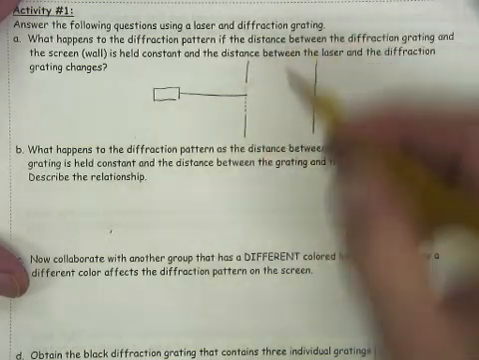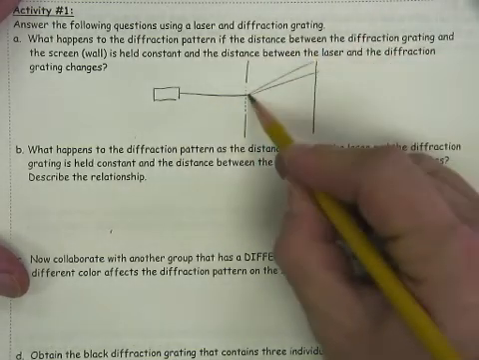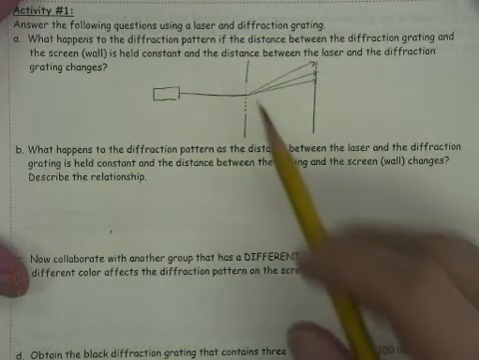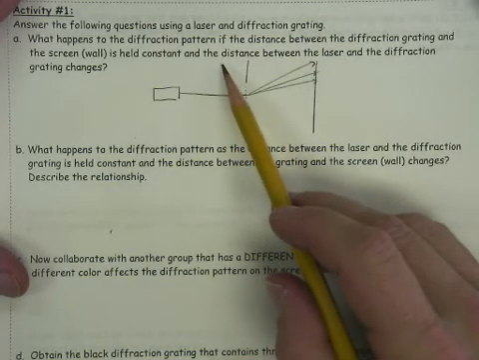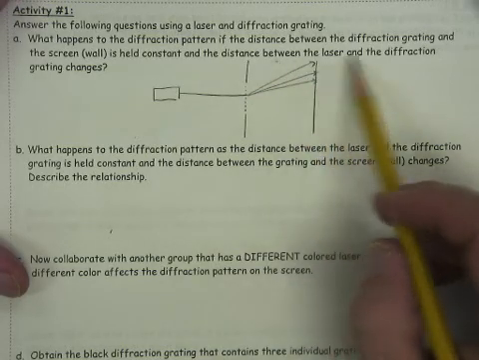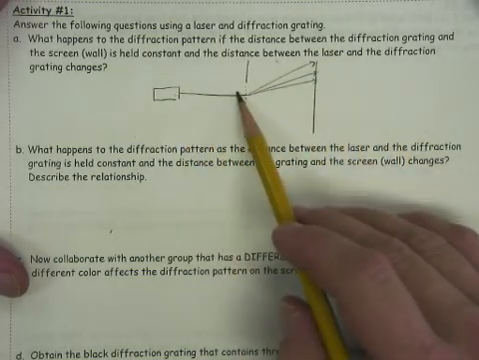So the light comes through, and then we get all our maxima. So the question is what happens to this pattern, the interference pattern, if the distance between the laser and the diffraction grating changes. That would be this distance.